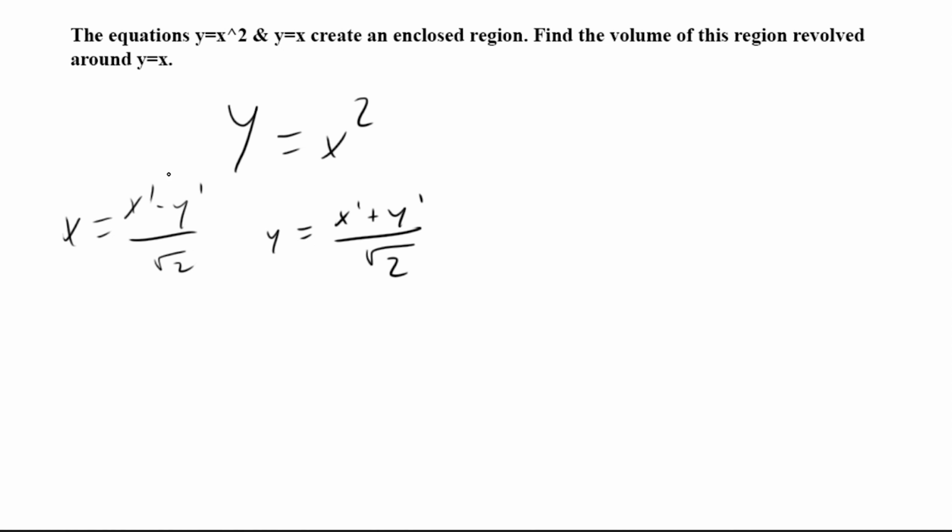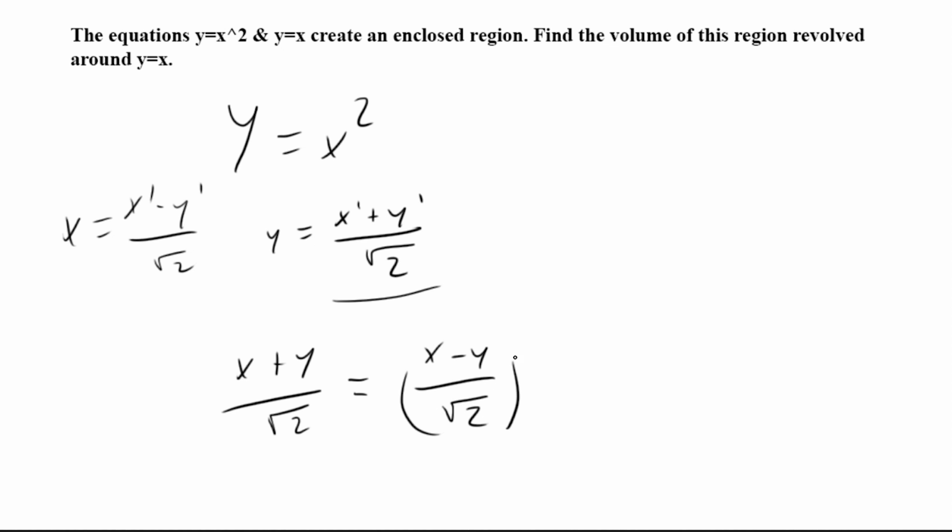So as I said, we're just going to plug these values, or these equations, back into this original equation. And so y is going to be this right here. So we're going to get (x + y)/√2. And we don't have to keep the primes now because we're plugging it back into the original equation. So it equals ((x - y)/√2) squared. And this is our equation here. What we want to do now is isolate for y.